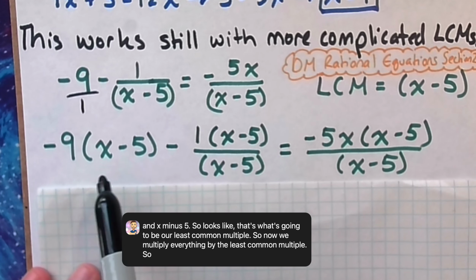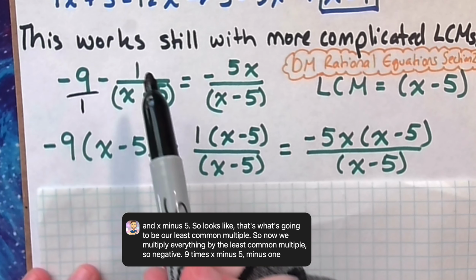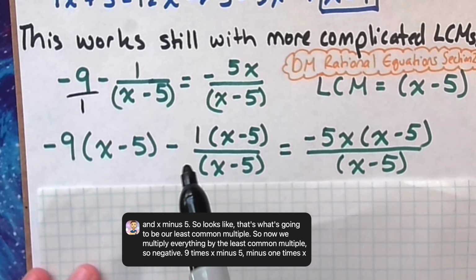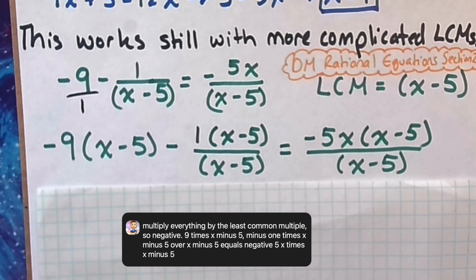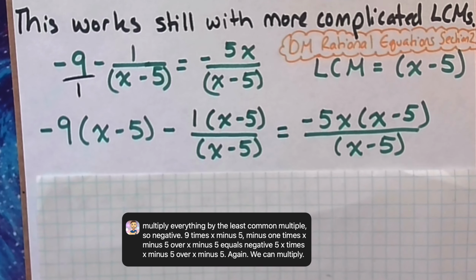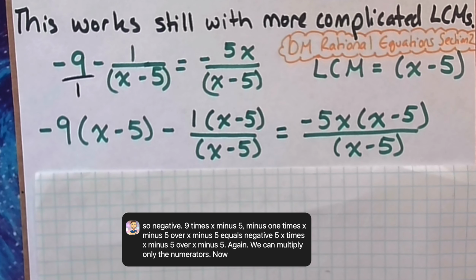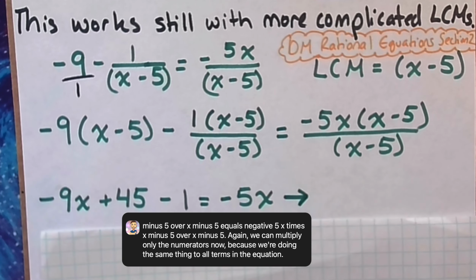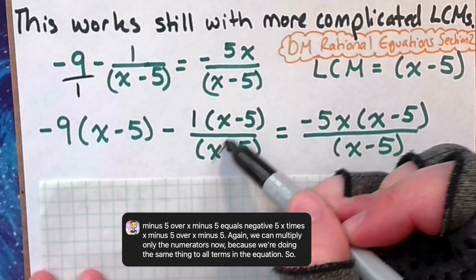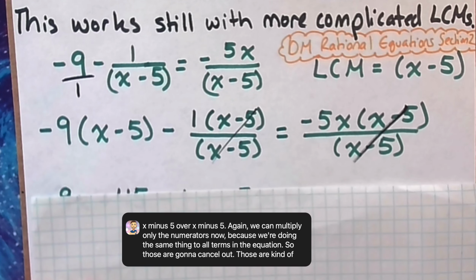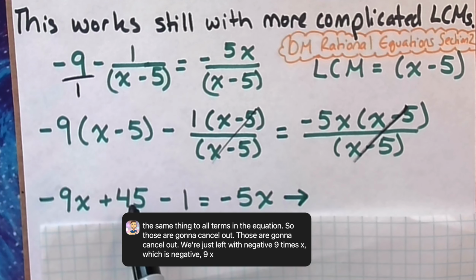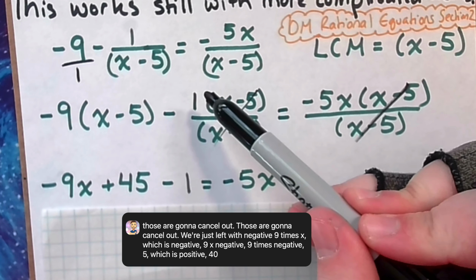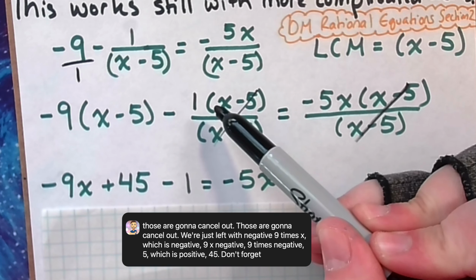So negative 9 times x minus 5 minus 1 times x minus 5 over x minus 5 equals negative 5x times x minus 5 over x minus 5. Again, we can multiply only the numerators now because we're doing the same thing to all terms in the equation. So those are going to cancel out. Those are going to cancel out. We're just left with negative 9 times x, which is negative 9x, negative 9 times negative 5, which is positive 45. Don't forget this one here.